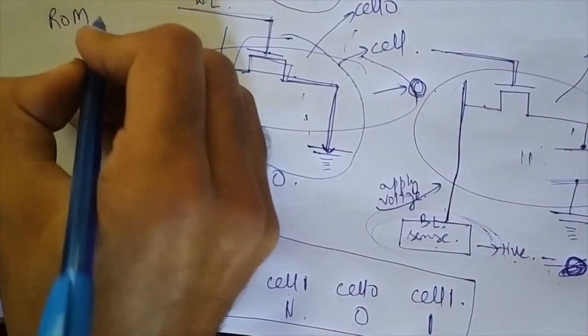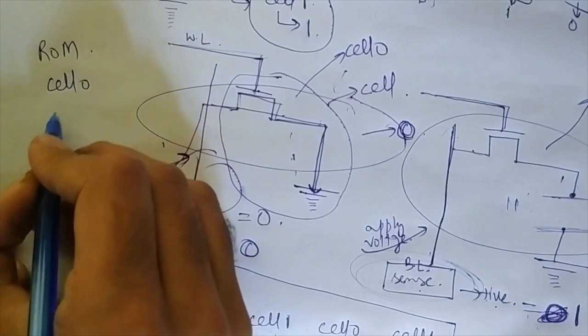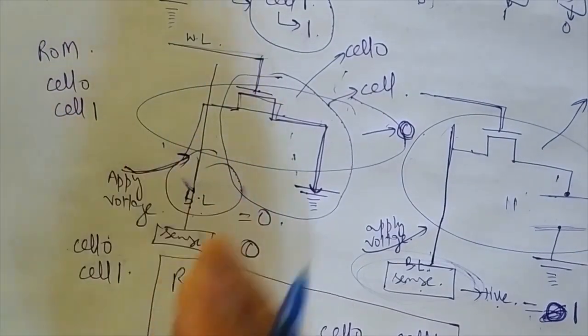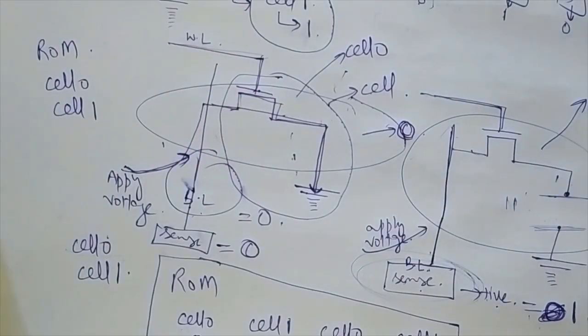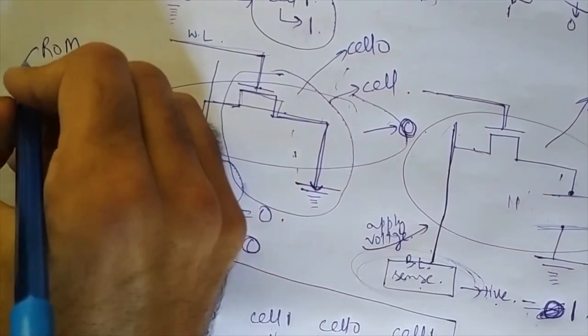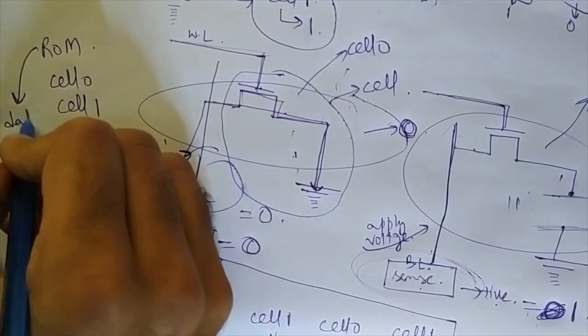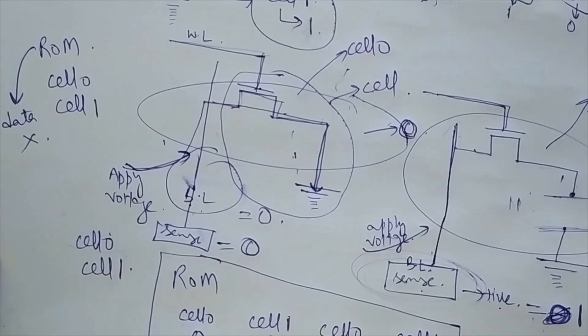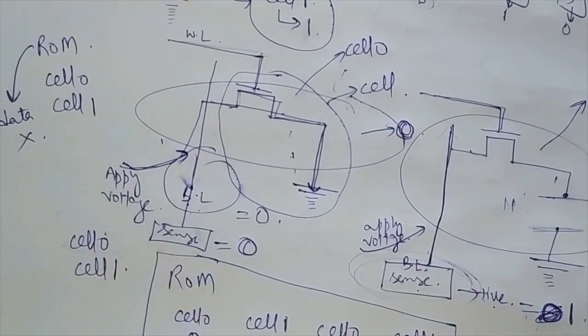When we have designed a ROM with these cells, with an organization of cell 0 and cell 1 combined together to form a ROM, we cannot change the data stored in the ROM. The data will remain whatever was put there at the time of design. So we cannot change data in ROM at a later point.